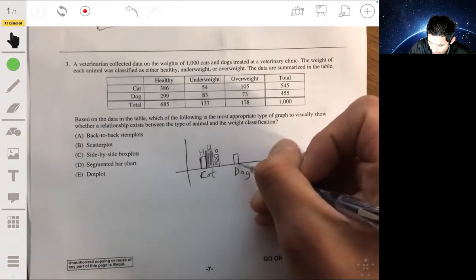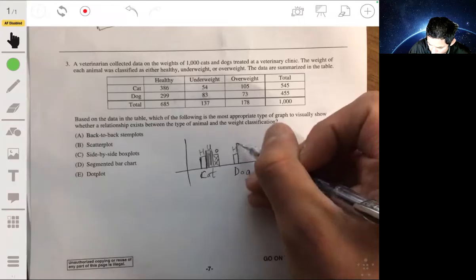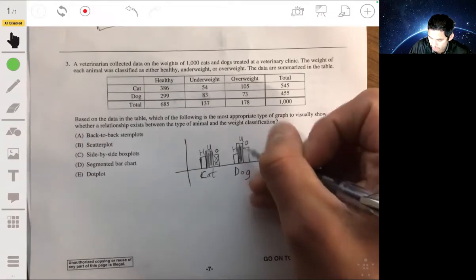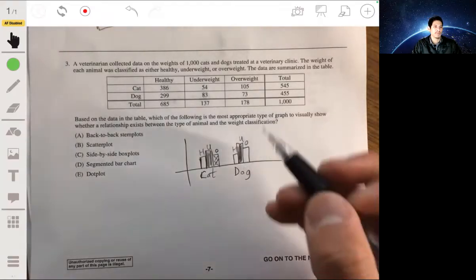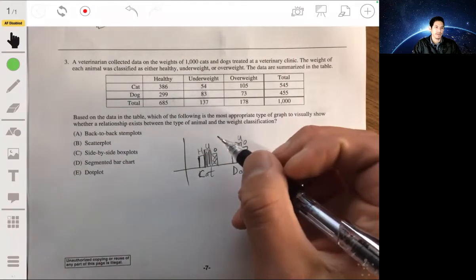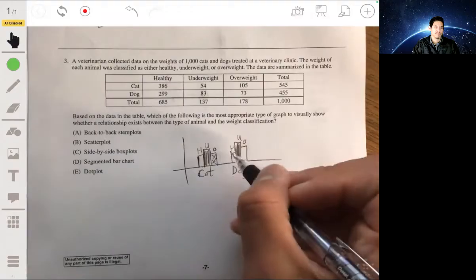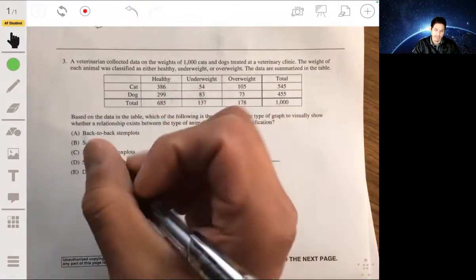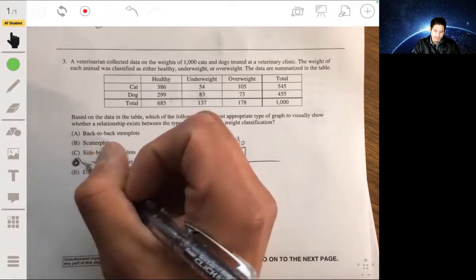And same thing for dog. Have a bar for healthy, another bar for underweight, and another bar for overweight. So this would be an example of a segmented bar chart. We're basically using bar charts that are combined, sub-combined. So D.